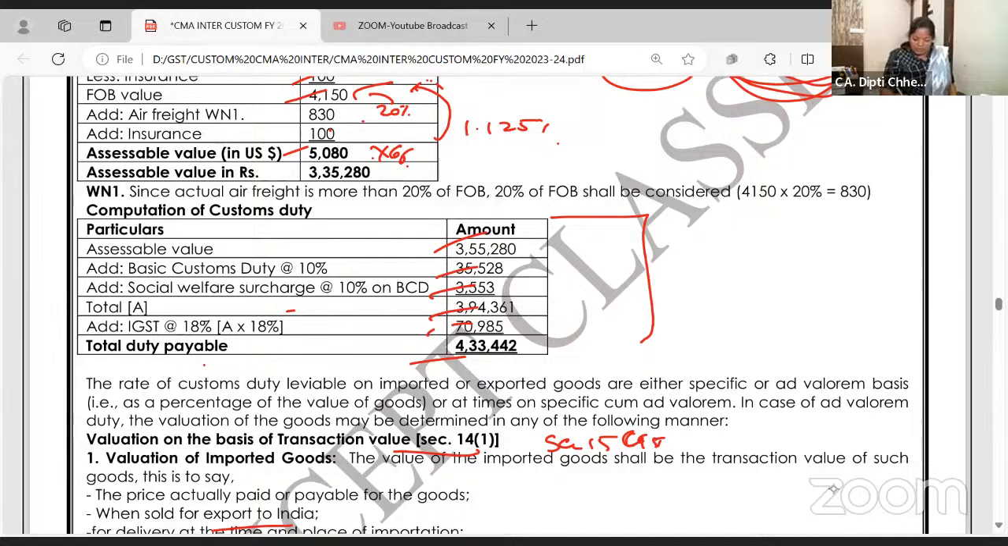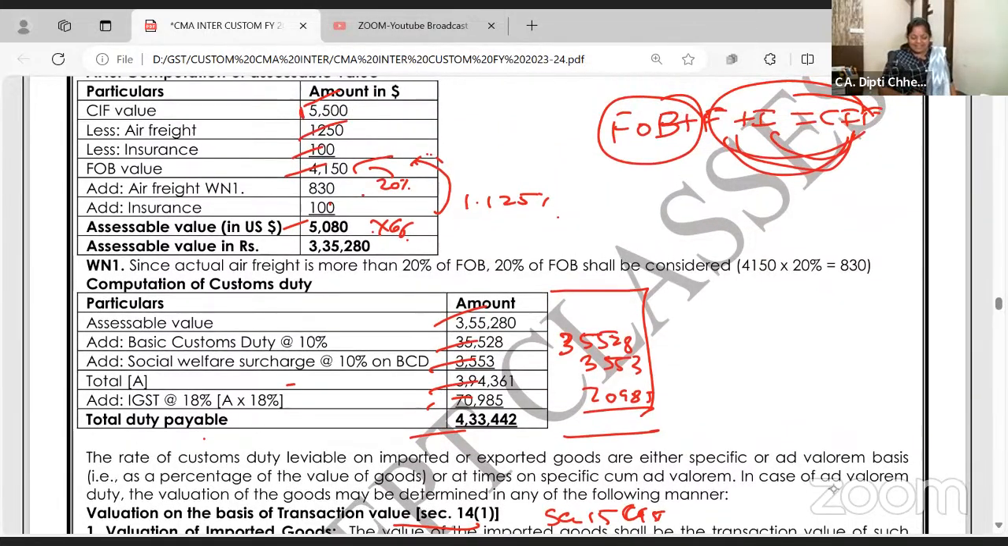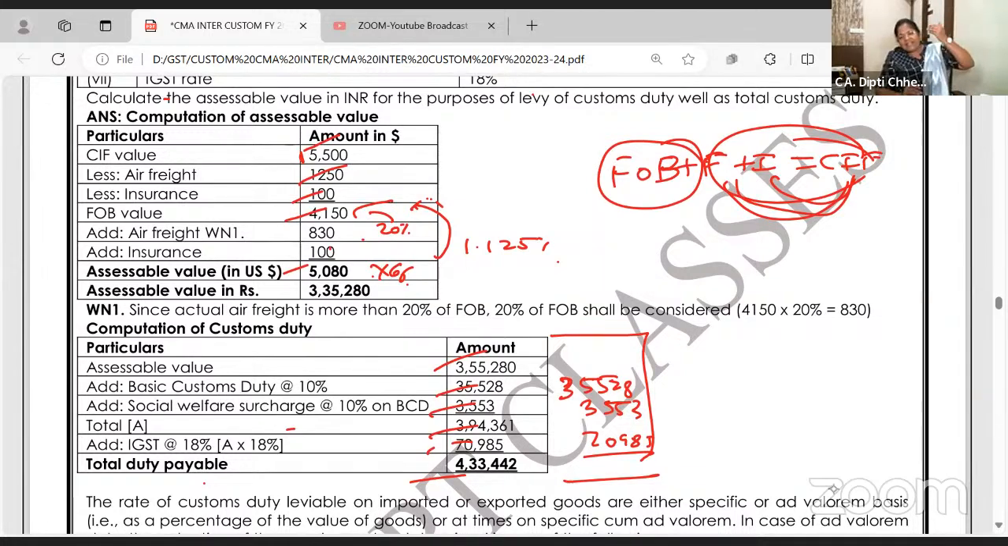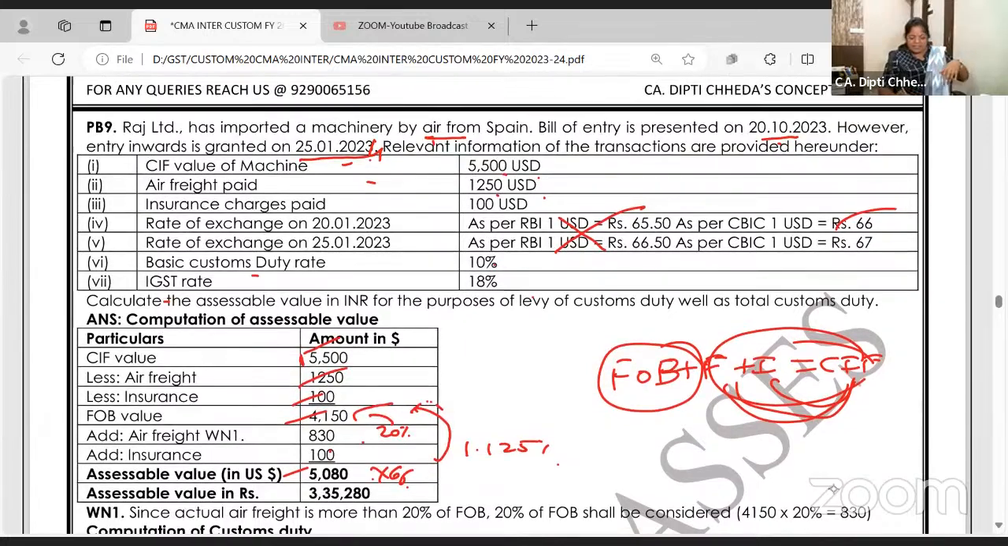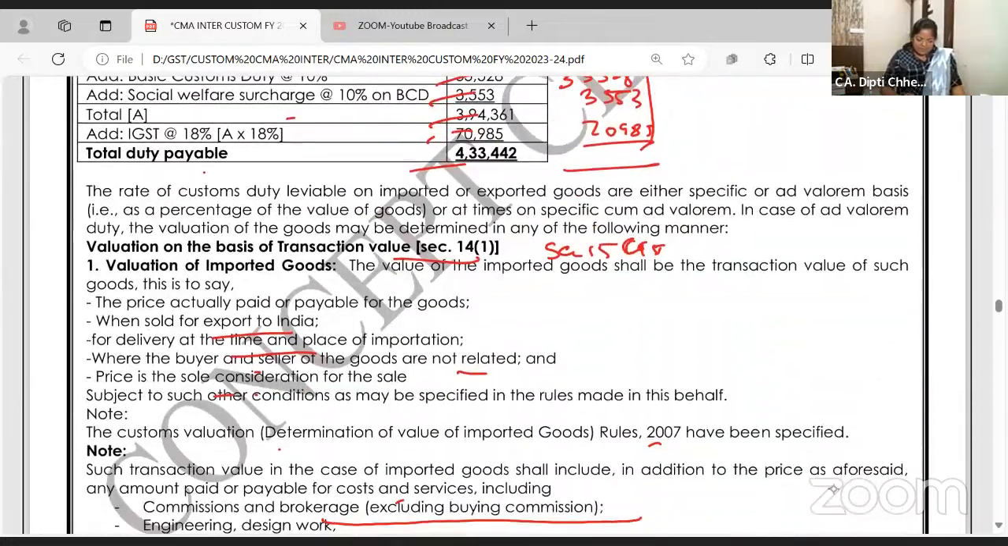And what is that column? You have to write like this: 35,528, 3,553, and 70,985. These are the total duties to be paid. Easy. Why did I deduct the actual air freight given from the CIF? Why did I minus? To get the FOB. And in FOB now, how much to add? 20%. Nice, clear? This is the 9th.